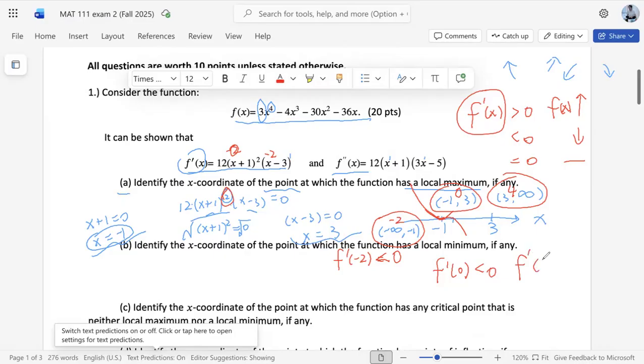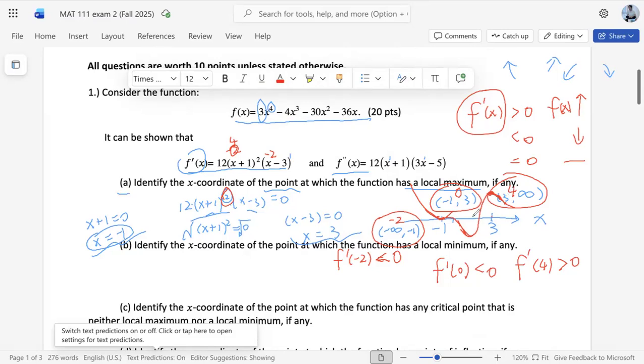Then let's check 4. At 4, 4 plus 1 is positive, 4 minus 3 is positive, everything's positive. So it increases. So the graph may go up. We don't know the minimum yet, but at 3 is a local maximum. Right? The graph somehow looks like that.